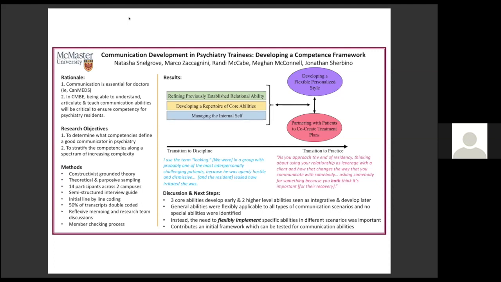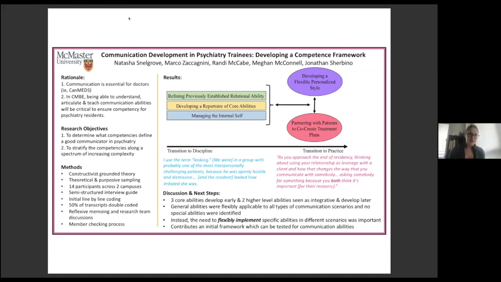And what are your thoughts about being explicit and actually letting residents or trainees know about these steps of communication development, and making them aware of how to aspire to managing the internal self as the end step and goal?